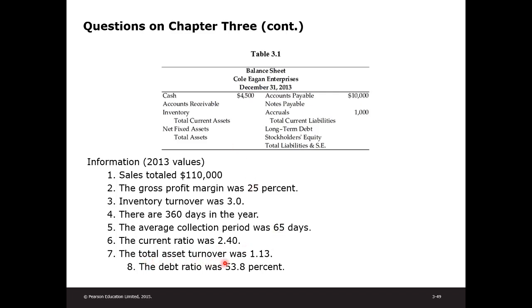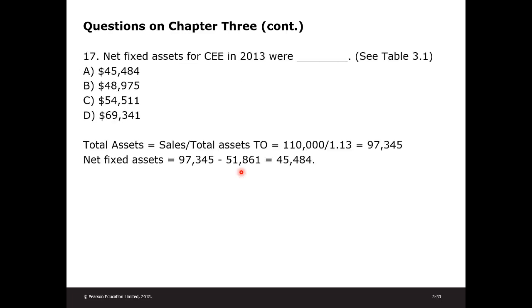Here we have the total asset turnover, which is net sales divided by the total assets. So from this ratio we can calculate the total assets by using the sales, which is 110,000. So as we can see here, total assets equals sales divided by total asset turnover, which would be 110,000 divided by the total asset turnover, which is 1.13. This will give us 97,345. Then we can calculate the net fixed assets by subtracting the current assets from the total assets, which will give us 45,484, which in this case will be A, which is the answer.